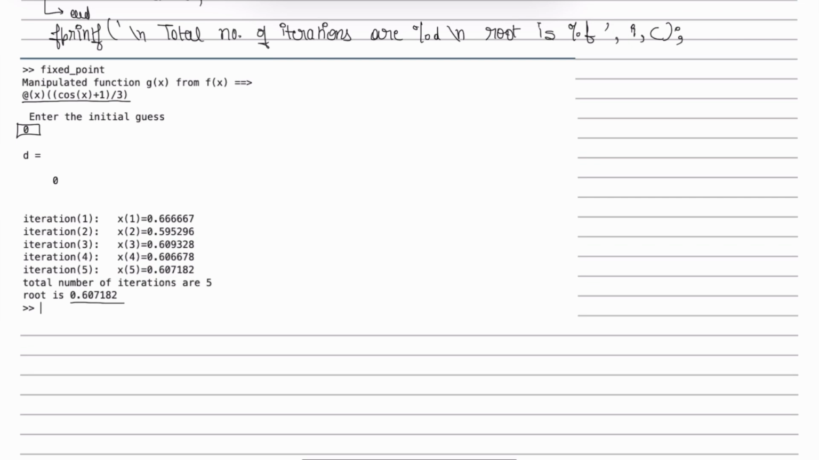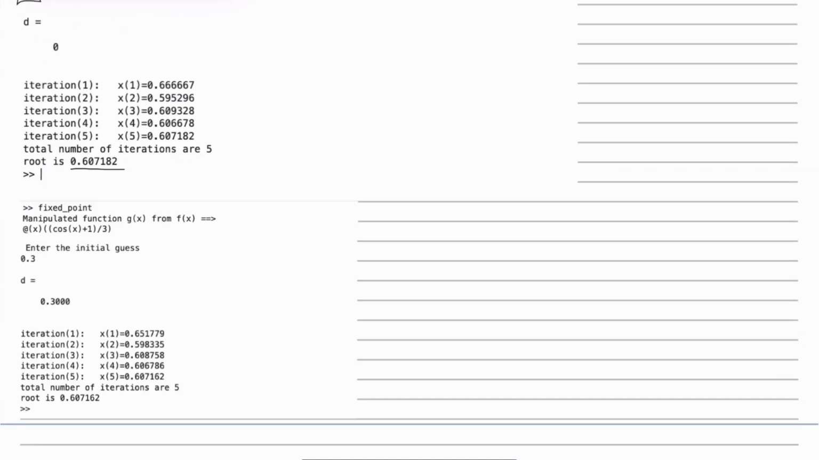Now let us see what happens when we change the initial guess in this same question. After running the fixed point iteration method again, we have changed the initial guess to 0.3, and we have seen the root is similar up to 4 decimal places. So we have made an understanding that the root of this equation is 0.607, correct up to 3 decimal places.